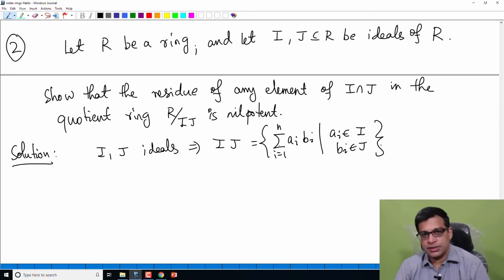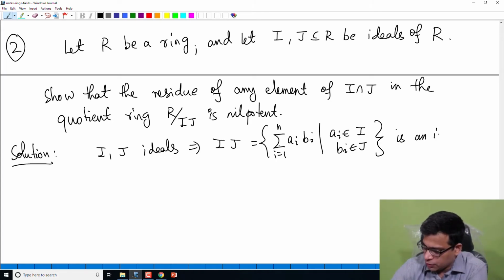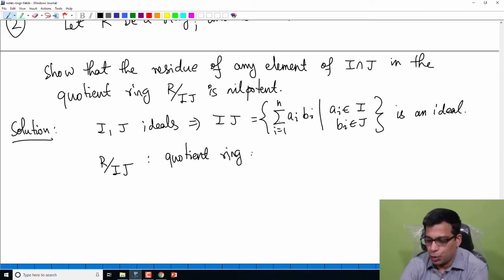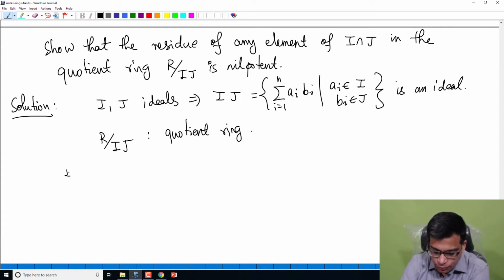Okay, so the way to remember this is that IJ consists of finite sums of products of elements of I and J. This is an ideal, which is an easy verification. So we can consider R mod IJ, the quotient ring. Remember, every time you have a ring and an ideal in that ring, you can consider the quotient ring.